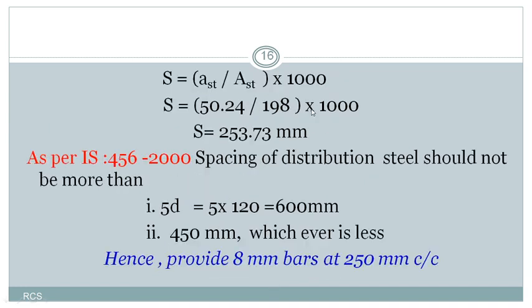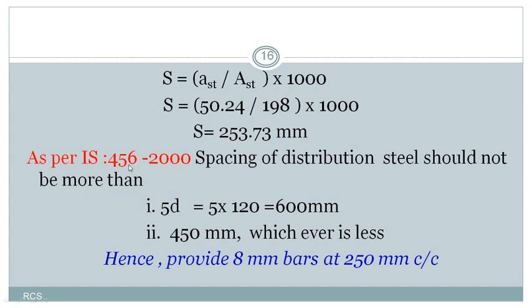Substituting the small Ast value and the capital Ast value in this equation, we get 50.24 by 198 whole multiplied by 1000. The spacing obtained from this formula is 253.73 mm. There are also codal recommendations, and we should not violate them. So we have to check whether the obtained value is well within the codal limits or not.